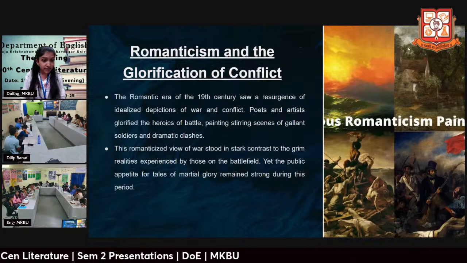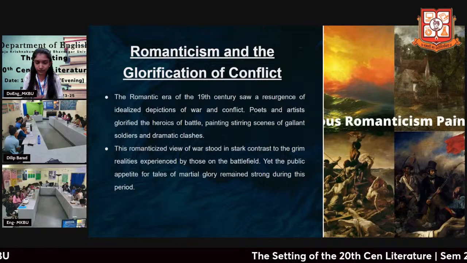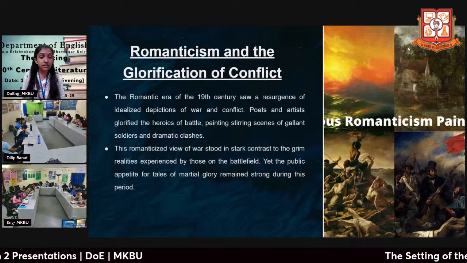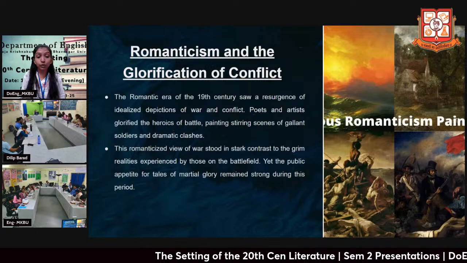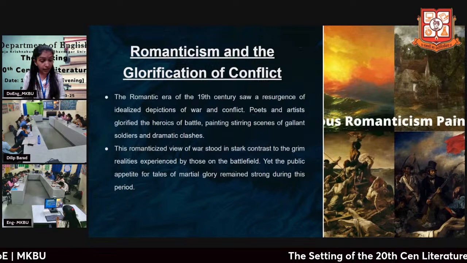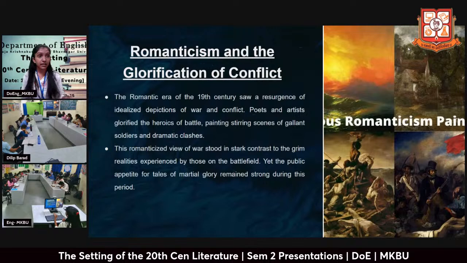Yes, this romanticized view of war stood in stark contrast to the grim realities experienced by those on the battlefield. Yet the public appetite for tales of martial glory remained strong during this period. For example, Byron's poem The Destruction of Sennacherib and Tennyson's work like The Charge of the Light Brigade are examples from this time.